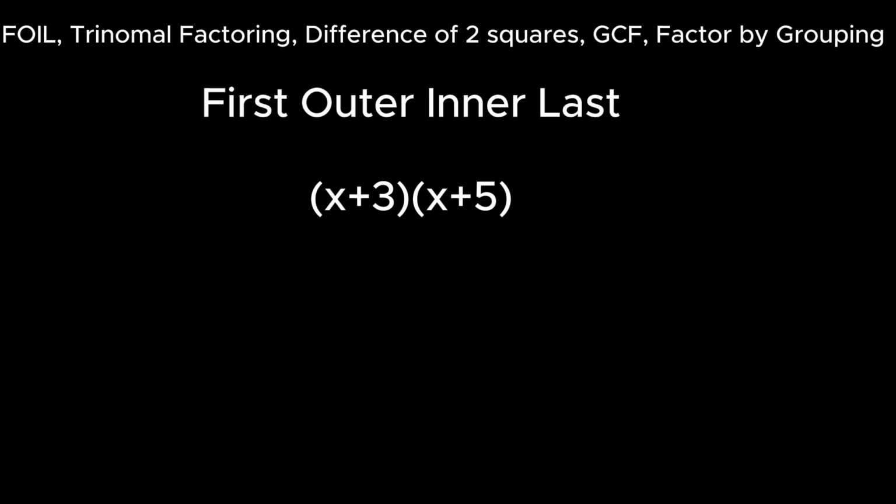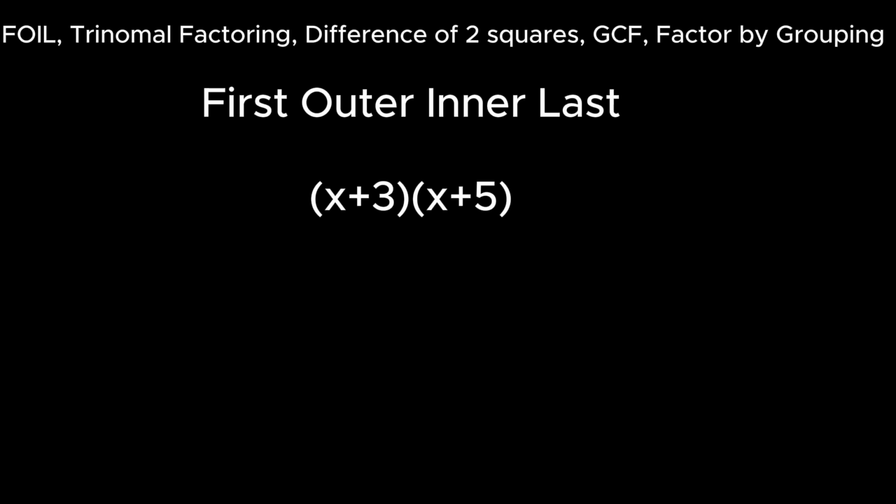So today we're going to be learning about foiling, trinomial factoring, a difference of two squares, GCF, and factoring by grouping. So let's take these two binomials, x plus 3 and x plus 5. Well, how do we multiply these together? Well, this is where FOIL comes in.